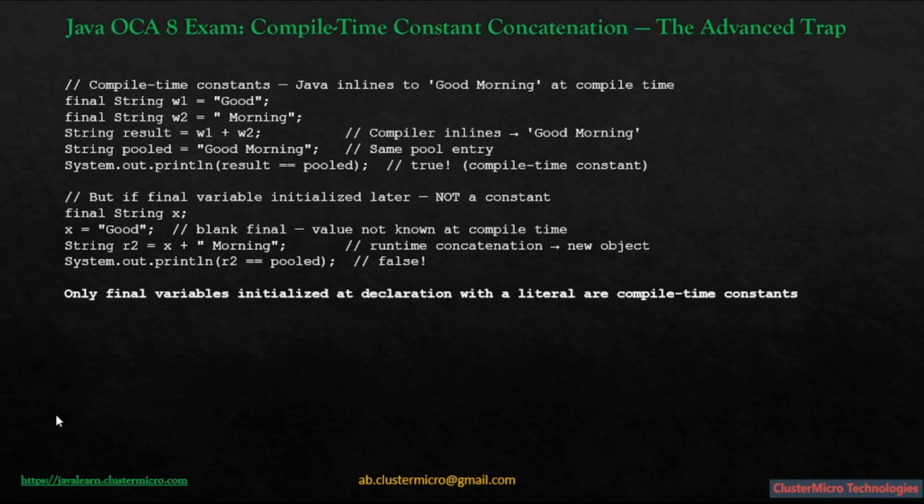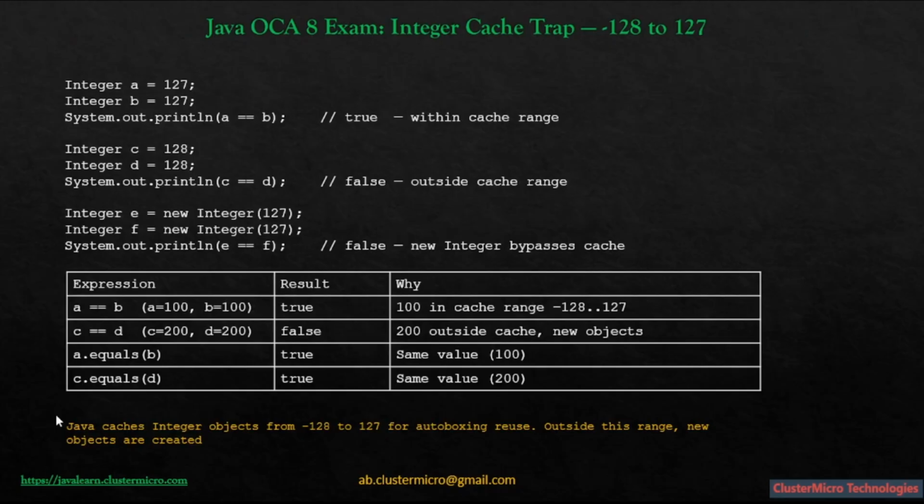Now, the integer cache trap. We discussed the integer cache in the wrapper classes section, but it is important to revisit it when talking about equality comparisons. When Java auto-boxes an int to an Integer, it uses an internal cache for values between -128 and 127. That means that if you write Integer a = 127 and Integer b = 127, both variables will reference the same cached object, and therefore a equals b will evaluate to true.